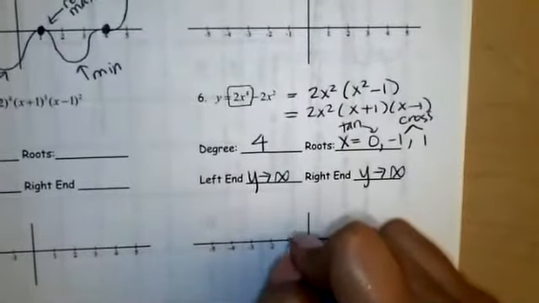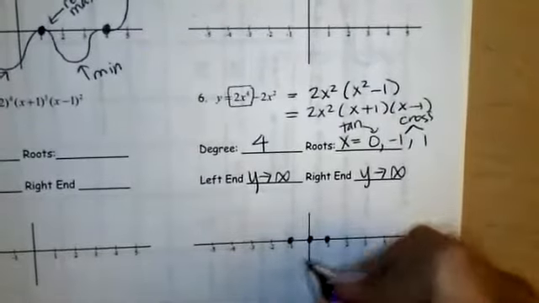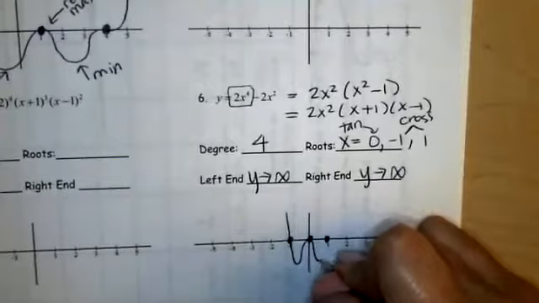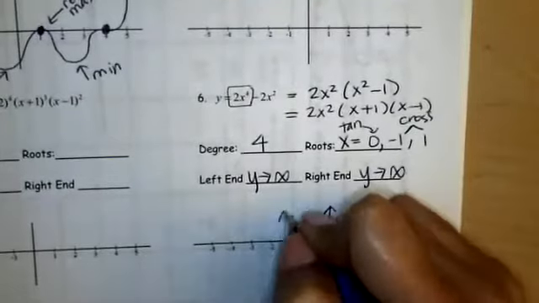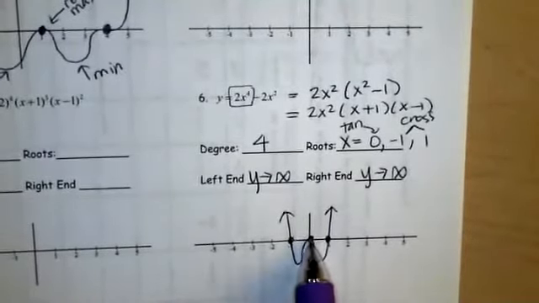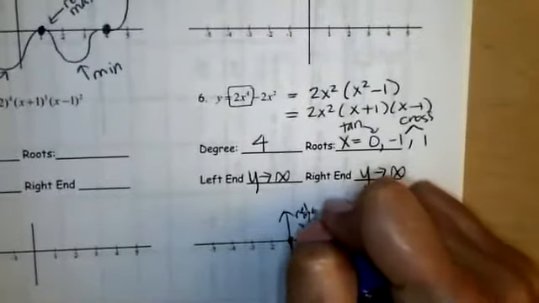So 0, -1, 1. My end behavior is up and up, so I'm going to start at the top and cross. I'm going to be tangent at 0. I'm going to cross at 1. And so there is our polynomial. Again, these are absolute minimums because they are the lowest point on that graph. This is a relative max because it is the highest point at that particular section.